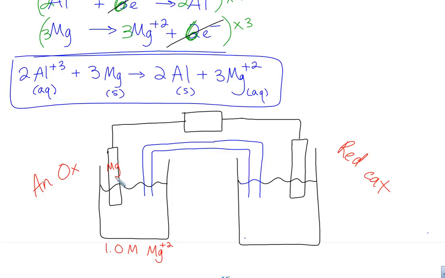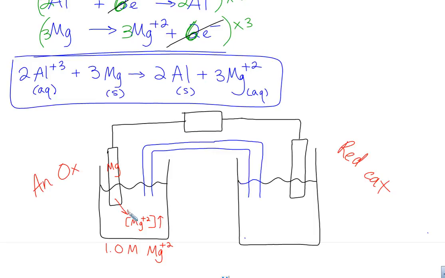What's going on at this half? Okay, so we've got magnesium ions in solution. And if I look at this half reaction, I'm supposed to form magnesium ions. So the concentration of this magnesium ion is going to increase over time because we're losing solid.